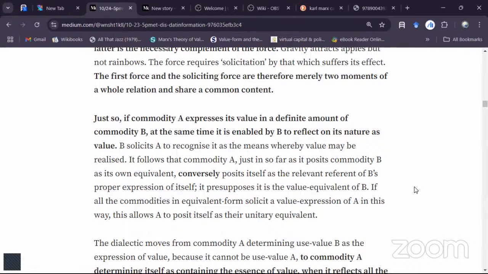It follows that commodity A, just insofar as it posits commodity B as its own equivalent, conversely posits itself as the relevant referent of B's proper expression of itself. So therefore, there are other meanings attached to it: better packaging, better terms of payment, whatever. It presupposes that it is the value equivalent of B. If all the commodities in equivalent form solicit a value expression of A in this way, this allows A to posit itself as their unitary equivalent.